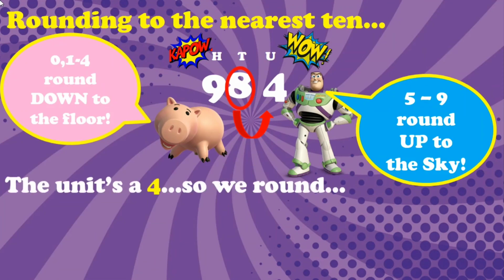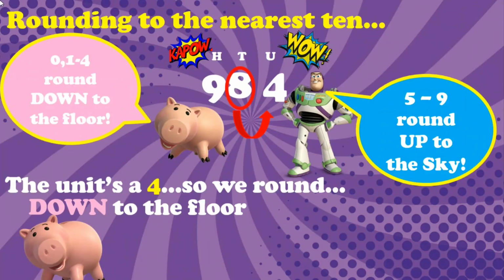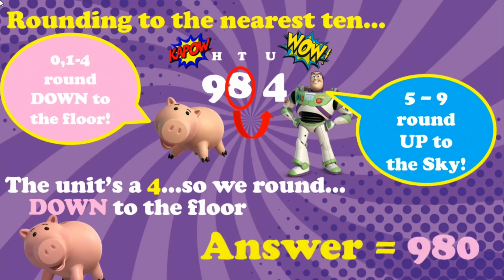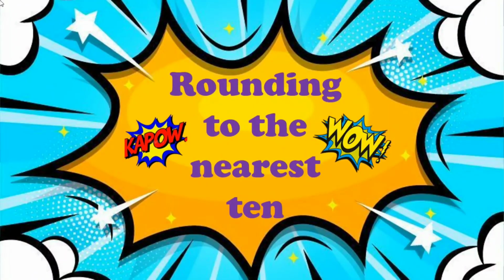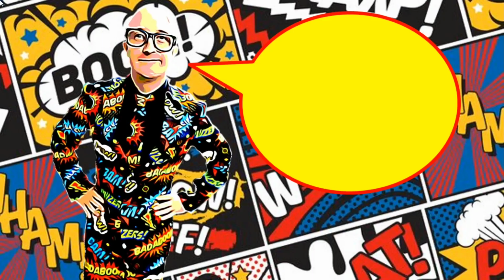So do we round down to the floor or up to the sky? Now remember, we round down to the floor. But our answer has to be in tens. So you should have said 980. And that is a kapow way of rounding to the nearest 10.